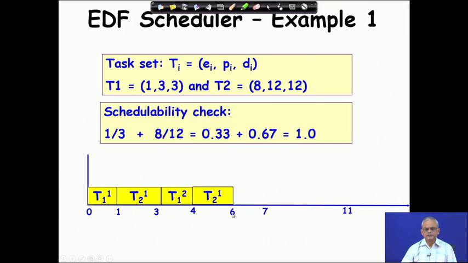runs for 2 units, because the total requirement for T21 is 8 units. At the time instance 6, the third instance of T1 arrives, and because it has a shorter deadline than the T2, it again preempts T2, T1 starts running, and then T2 starts running. So, this is the basic idea behind the EDF scheduler. At every scheduling point, it decides the task which has the shorter deadline and takes it up for execution.